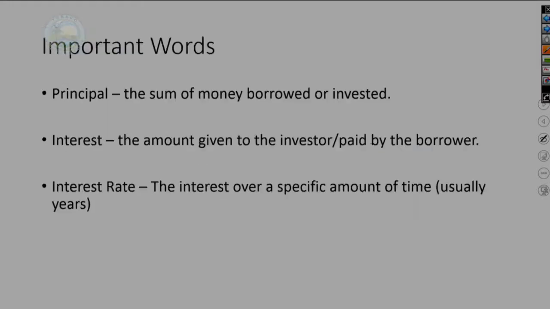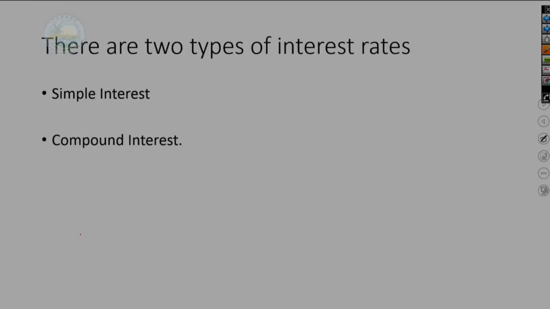Let's move on and see if we can understand as we go forward. So again, some keywords: principal, interest, interest rate, and the time. So when it comes to interest, there are two types. There's simple interest and compound interest. Now, compound interest will stay for another time. Let's focus on the simpler one for now.